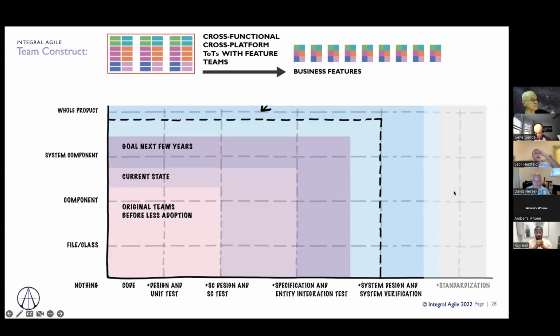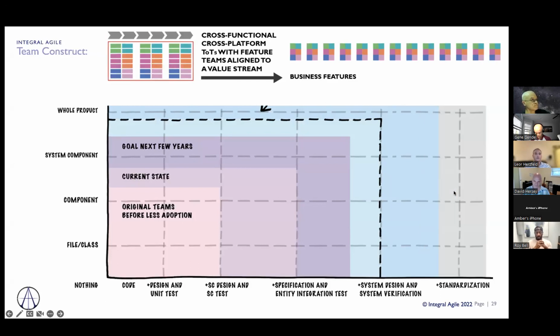So I'll just jump to the last one. And this is just for a little bit of extra fun. In order to standardize, if you align this type of team to a value stream, where a company might have 30 products, but those products might live in 3 or 4 or 5 value streams that the company has. This is where standardization comes into play.